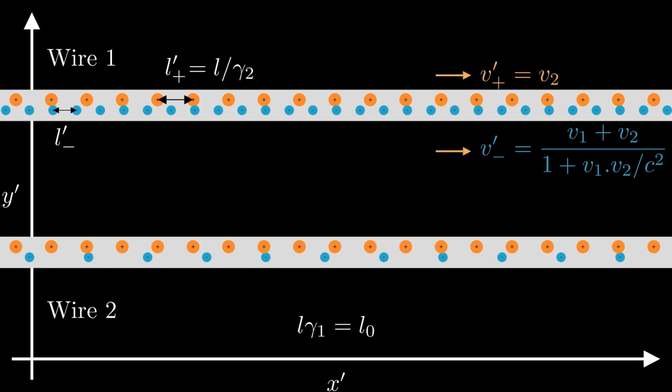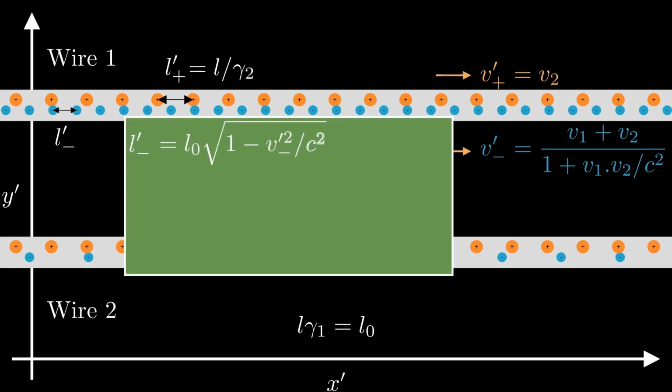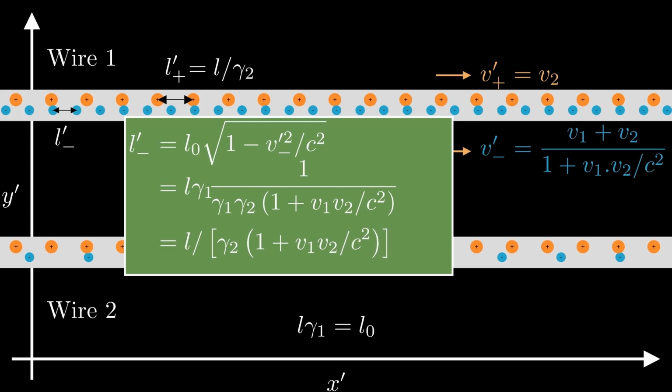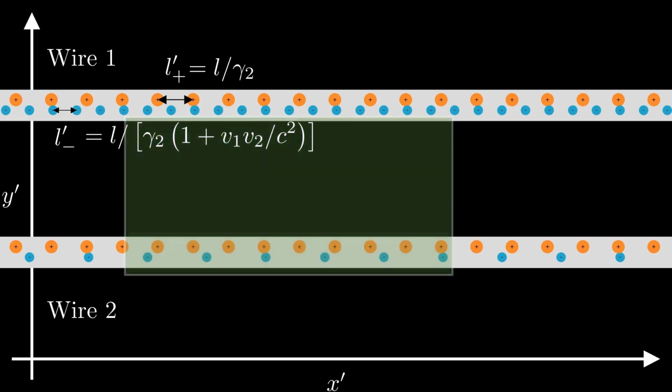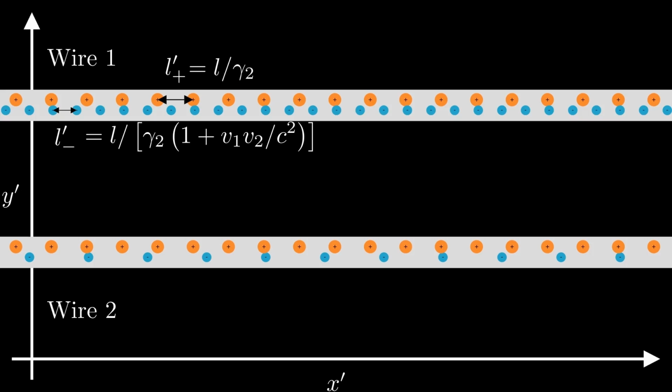Once L0, that is the separation of the electrons in their rest frame, is known, it is easy to calculate their separation L prime minus in the prime frame by applying again the expression for length contraction. As shown on the screen, after some algebraic simplification, L prime minus becomes L over gamma 2 multiplied by 1 plus v1 dot v2 over c squared. Therefore, from the expressions for L prime plus and L prime minus, we see that in the frame of the moving electrons in wire 2, the separation of the positive ions in wire 1 is more than that between the electrons.